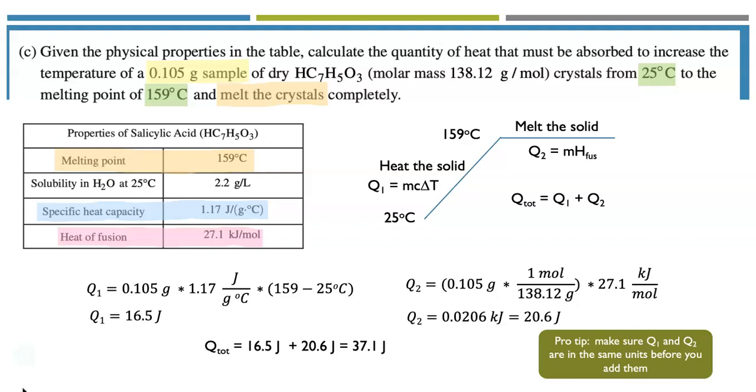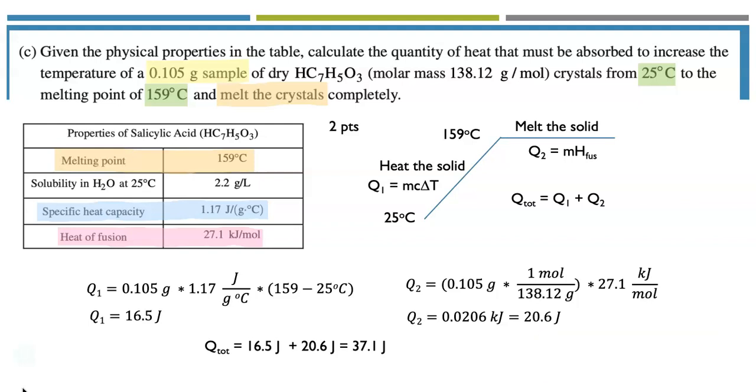Now, in terms of the scoring for part C, it was worth 2 points. There was 1 point for correctly calculating Q1 and Q2. If you made a mistake in either one of these, you did not get that point. And then the second point was for correctly adding them together and recognizing that you needed to do that.